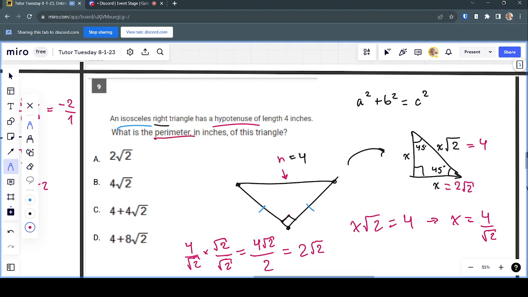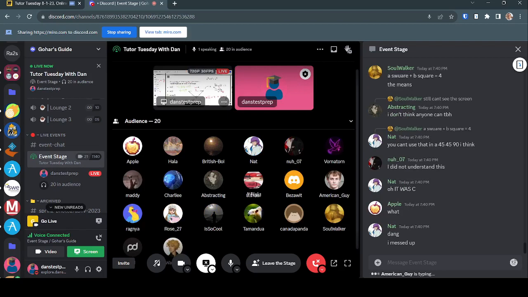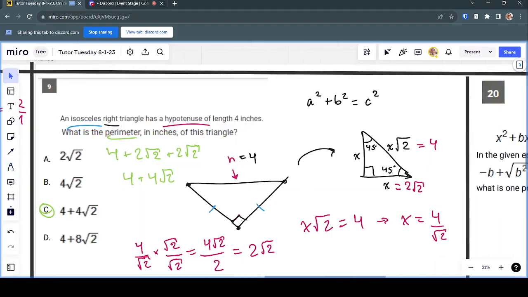So the total perimeter, we just have to add everything up. That would be the hypotenuse of 4 plus the side length of 2 root 2 plus another side of 2 root 2. And that would be 4 plus 4 root 2, which should be answer choice C. Hopefully that one's all clear.